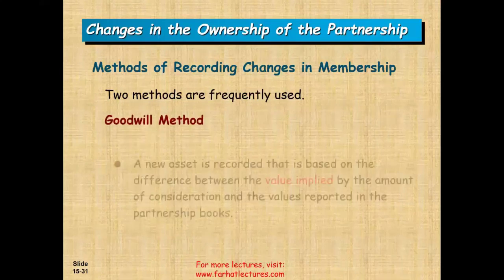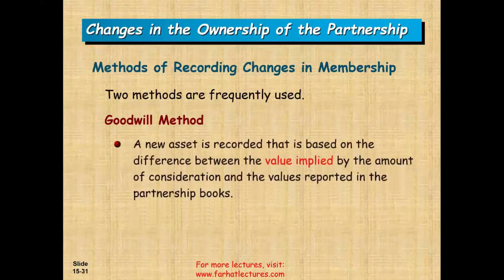The other method that we could use is called the Goodwill Method. How do we do this under the Goodwill Method? Under the Goodwill Method, a new asset is recorded based on the difference between the value implied by the amount of the consideration and the value reported in the partnership books. So simply put, what's going to happen when somebody contributes money to us? We're going to have to find out how much the partnership is worth.